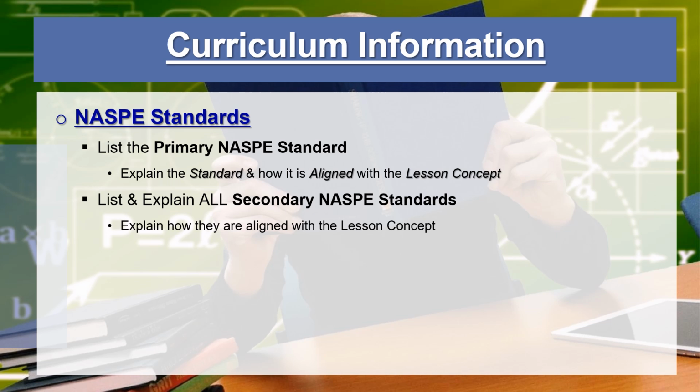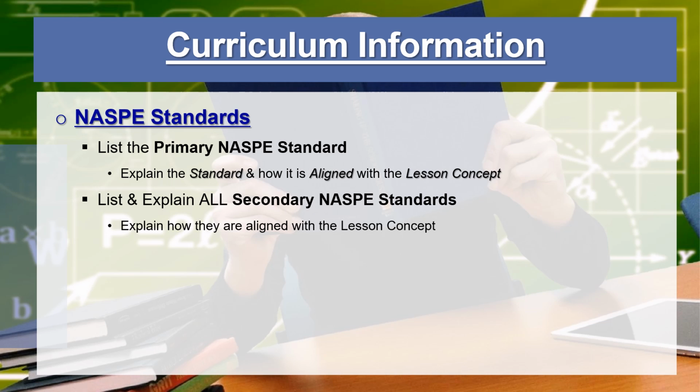For this specific lesson, everybody's primary NASPE standard is NASPE standard number 1. So you need to put NASPE standard number 1. You need to write a short statement on what that means to you, and then you need to write a short statement on how that aligns specifically with your lesson concept. So everybody will be NASPE standard number 1. When we do our video, nobody will be 1, everybody will be on something else.